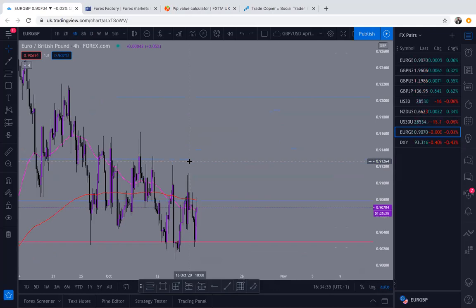As I said, different pairs will move differently. Different pairs will respect different levels differently, which is fine. No problem at all. That's where we have to do our analysis and our chart time to work out what's best for us, which strategy is going to work better for us, etc.